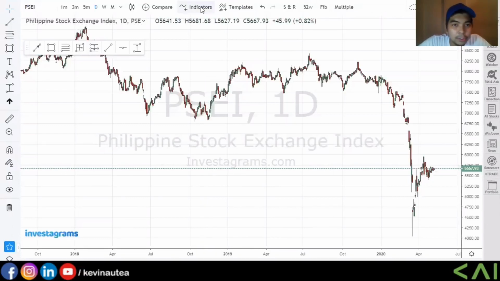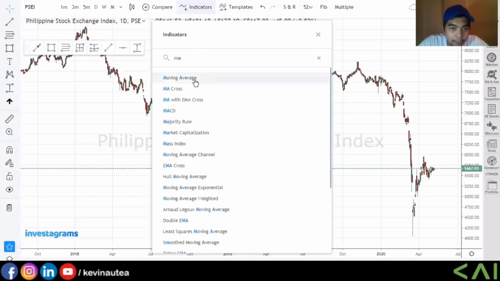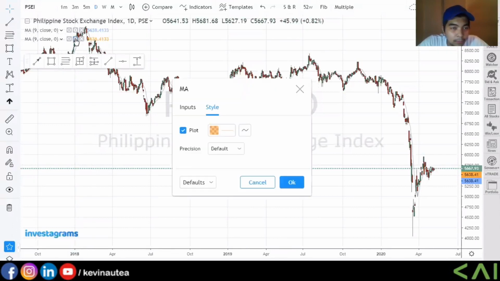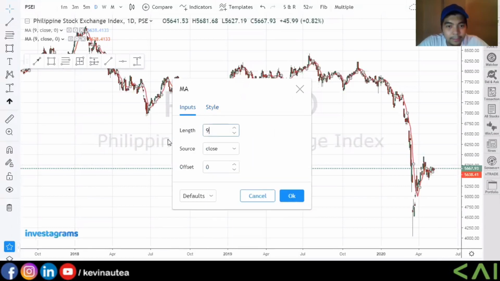Same procedure with the EMA. So I'm using Investograms. Go to indicators. Just type MA or moving average. I will load two of those. For that one, again, I'm using red, 50. That's my style, 50.